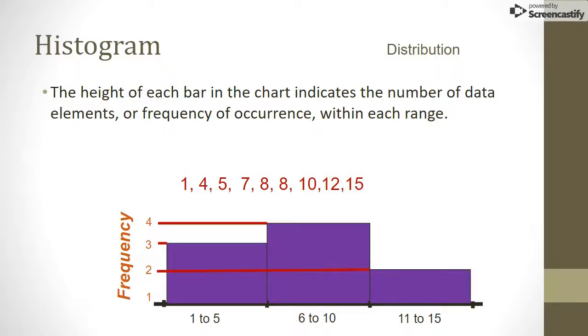Note that you can always determine the number of data points in a dataset from the histogram by adding the frequencies from all the data ranges. In this case, we had 3, 4, and 2 to get a total of 9 data points.